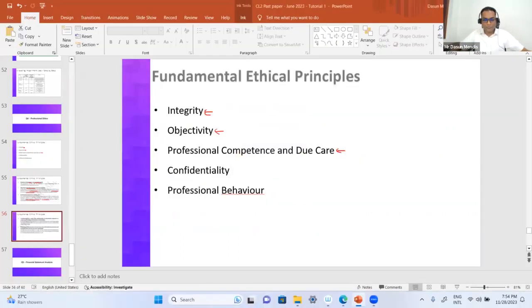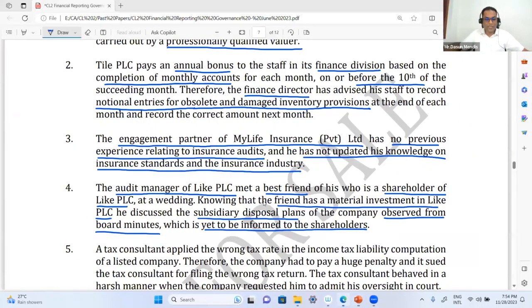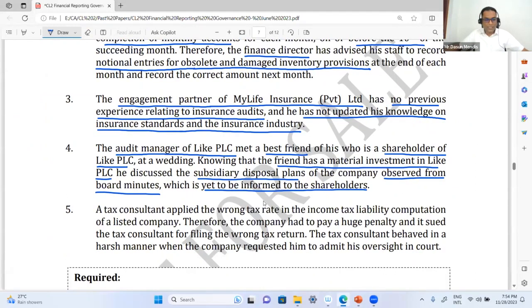Right, moving on. Fifth and the final scenario. What is that? A tax consultant applied the wrong tax rate in the income tax liability computation of a listed company. So at this time, you are a tax consultant. The member, chartered accountant, is a tax consultant. Here he has applied the wrong tax rate in the income tax computation of a listed company. Instead of, let's say, 30%, you have applied, let's say, 24%, some other rate.